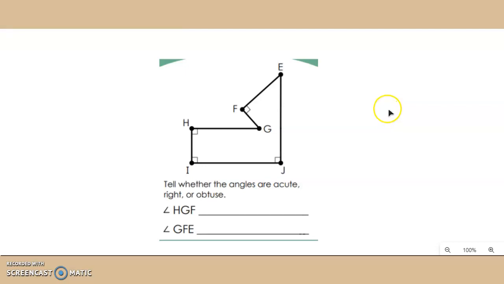Alright, fourth graders, this is Mrs. Nelson, and we are going to be looking at finding angles in geometric shapes.